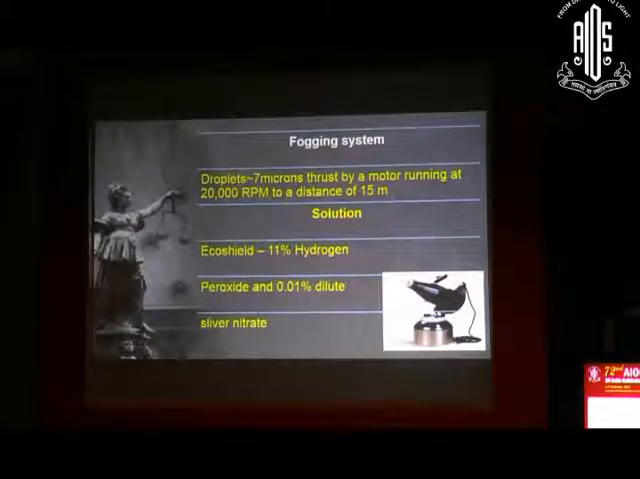What the fogging system actually does is it makes droplets thrust by a motor running at 20,000 RPM to a distance of 15 meters. So if your theatre is within this area, each nook and corner will be reached by these droplets. There are some people who use EcoShield and hydrogen peroxide diluted with silver nitrate.